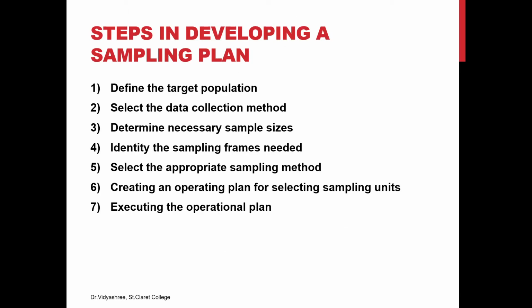Let's understand about the steps to be followed by a researcher in developing the sampling plan. There are around 7 steps which need to be followed by a researcher while he decides about the sampling plan. First and foremost, he needs to define the target population.